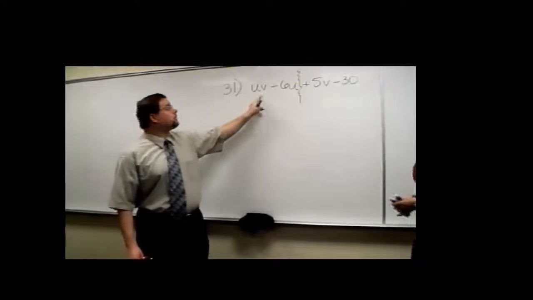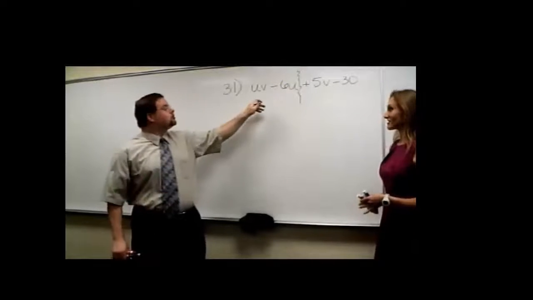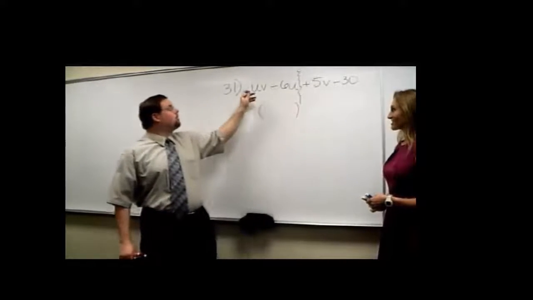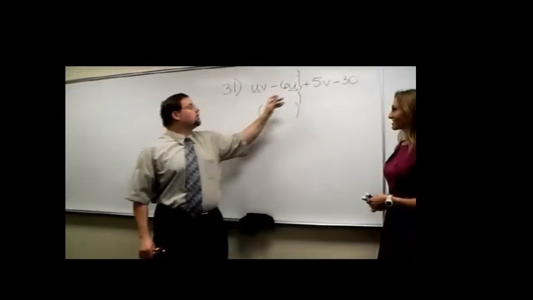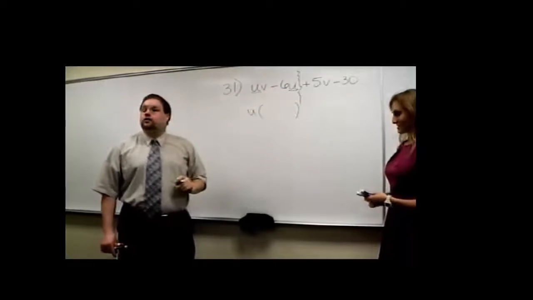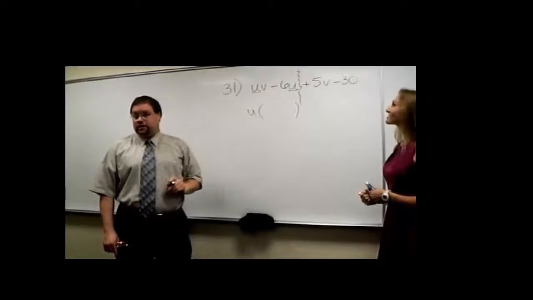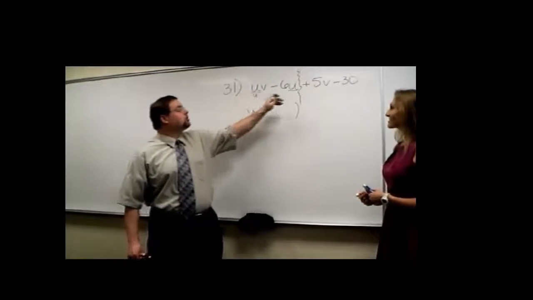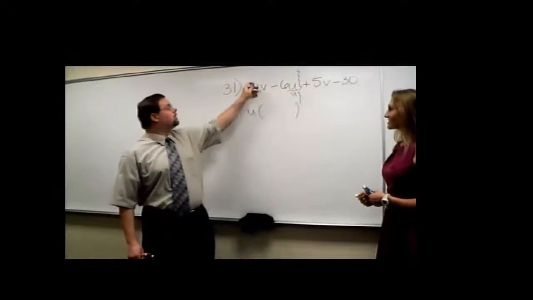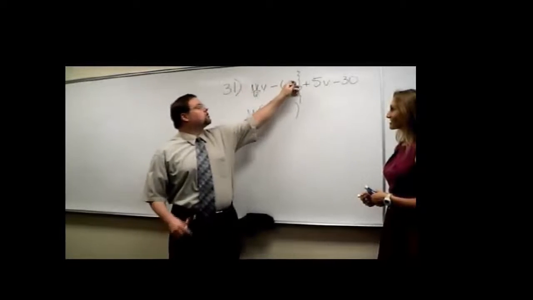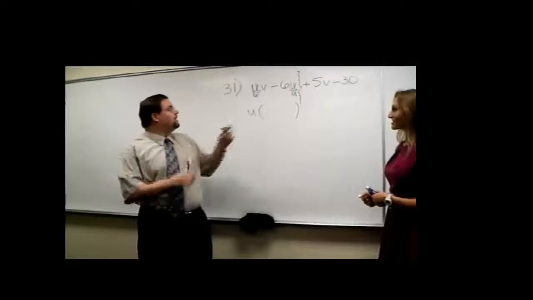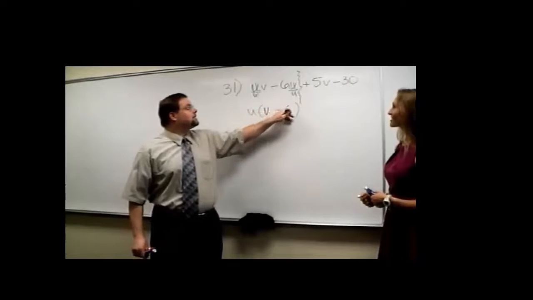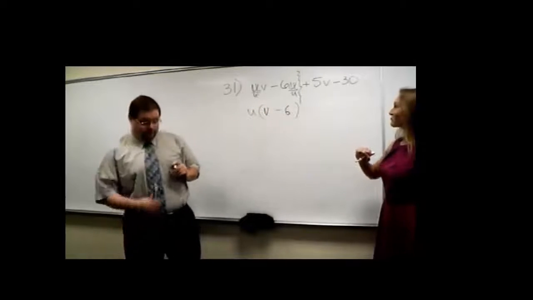So I want to look at the first two terms. In the first two terms, I see something in common, which is pretty obvious, which is a u. So I'm going to take out the u. And factoring really means division by the GCF. So I'm going to factor out the u. That means you're dividing each term by u. So the u here cancels, the u here cancels, and I am left with v minus 6. And Professor Watson will do the second part.